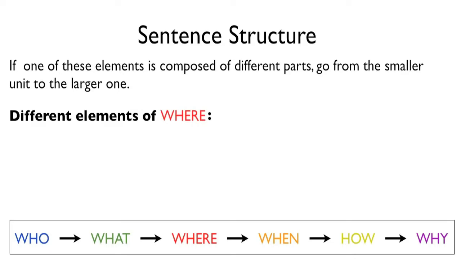If you have different elements of where, once again, we go from the smaller one to the larger one. They live in a flat, in a big city, in India. A flat, the city, and then the country.